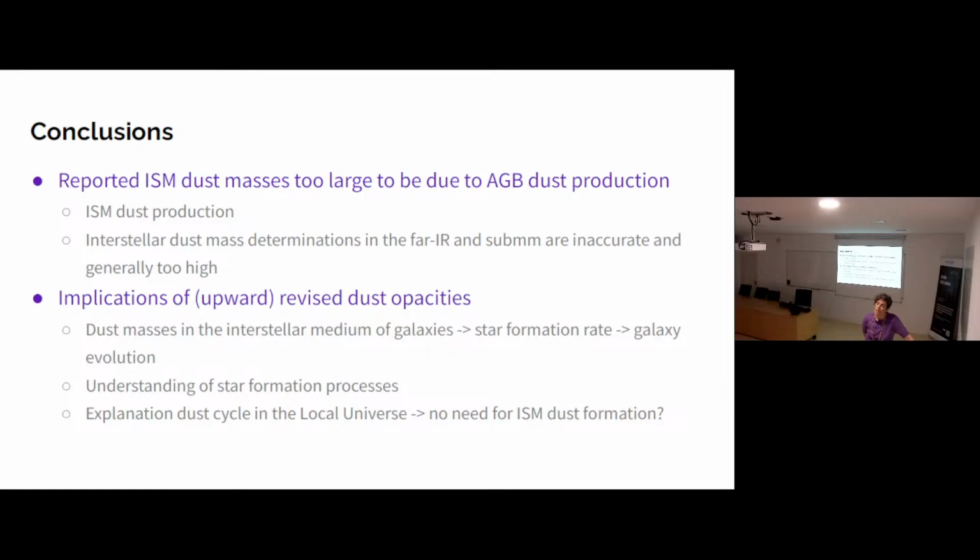So yes, ISM dust formation is probably not the only source of dust. Actually, you can make a table. You have AGB stars, you have supernovae, we already talked about that. You can also have dust production by material that is being ejected by YSOs. You can have different things, and there's also ISM dust formation.